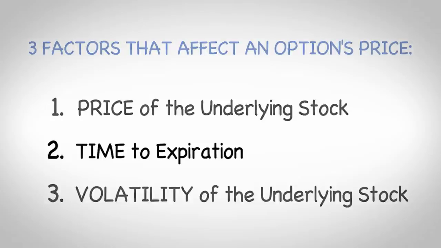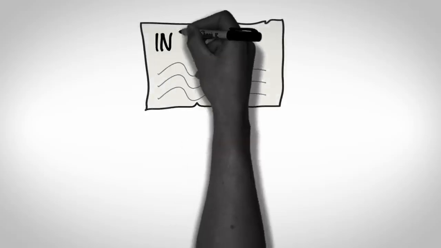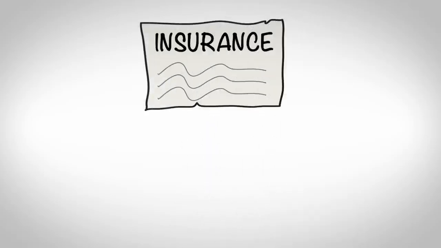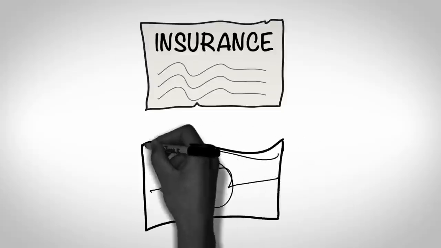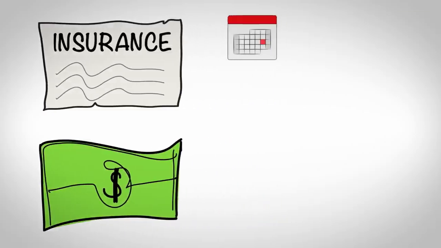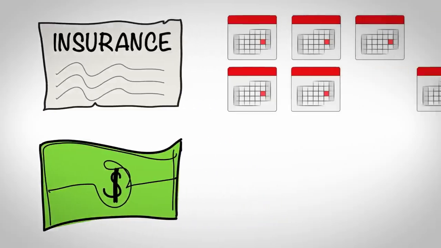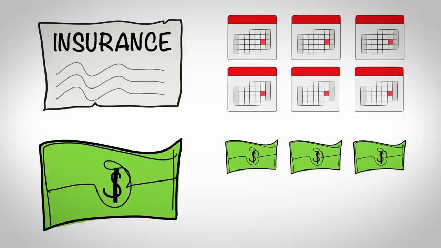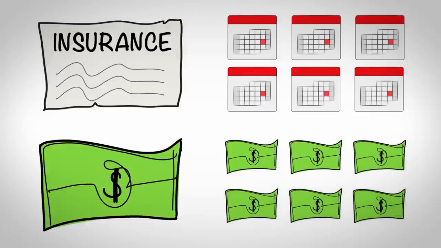This leads us into our next point, which is time to expiration. Let's talk about how time will affect an option's price. We've talked about how options are basically insurance, and of course you have to pay money for this insurance. Now, the thing about insurance is you don't get to just pay a one-time payment and have insurance forever. You have to pay month after month to keep your insurance. So the longer you have it, the more money you will have to pay.